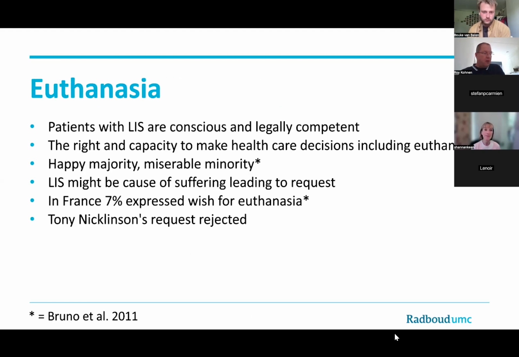LiS patients are conscious and legally competent. They have the right and capacity to make healthcare decisions for themselves, including euthanasia. According to the study of Brunner et al., the majority is happy and the minority is unhappy. For this minority, LiS might be a cause of suffering, which may lead to a request for euthanasia, which was highlighted worldwide by the rejected request by the English patient Tony Nicklinson.